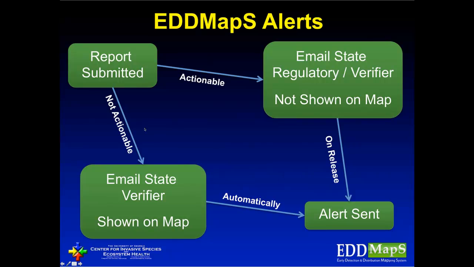And we have an alert system that kind of shows how this process works. When something's considered actionable, when something's a regulatory species, then an email is sent to the regulatory officials and it's not shown on the map, and no alerts go out until it's been completely verified. In other cases, it just goes to a state verifier. Sometimes, depending on where you are in the country, it automatically shows up on the state, and then alerts are sent out.